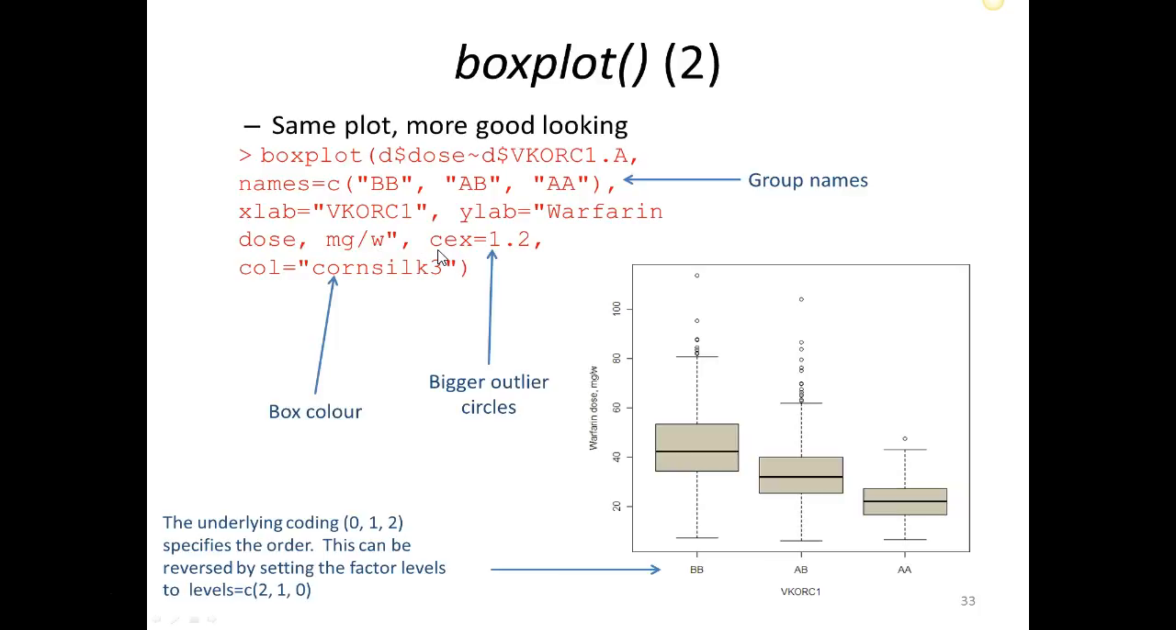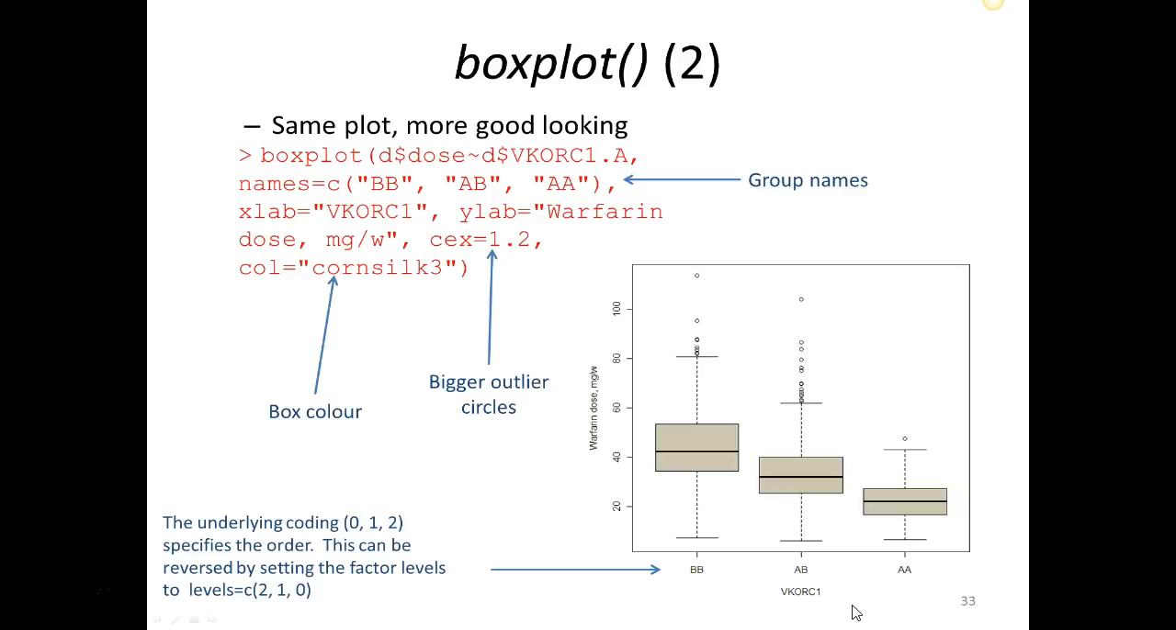And then we add the argument cex equals 1.2. And in this case, this will give us bigger circles for the outliers. And then we also add the colors, col equals, in this case, cornsilk3. And it gives the colors of the boxes.